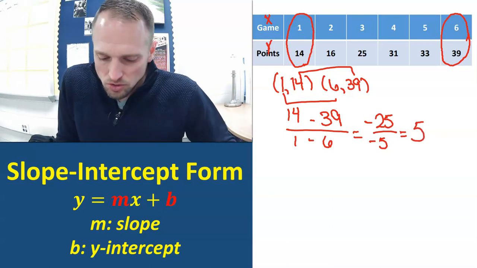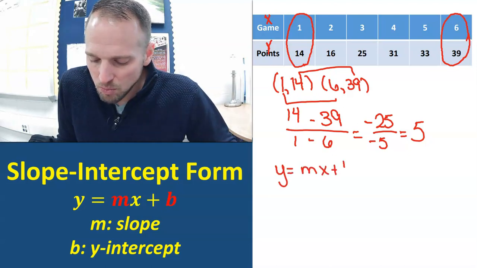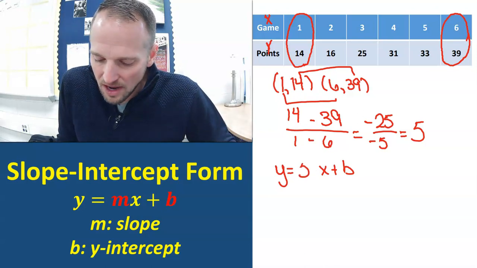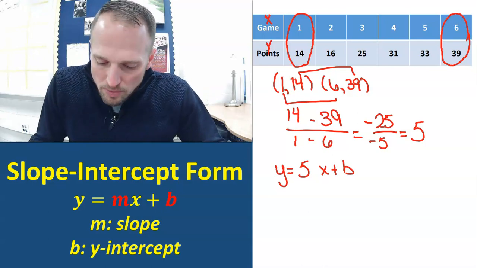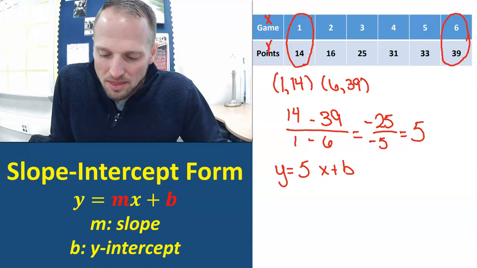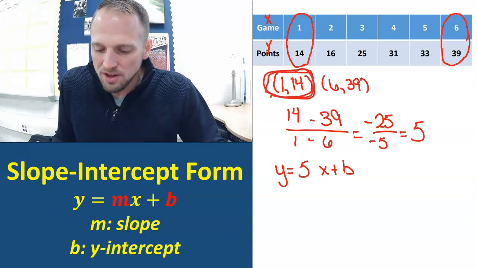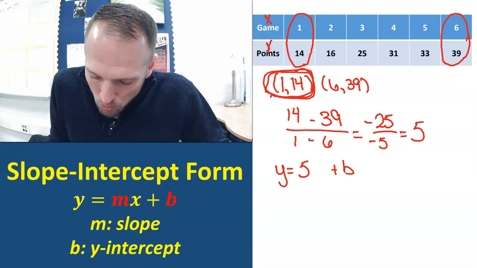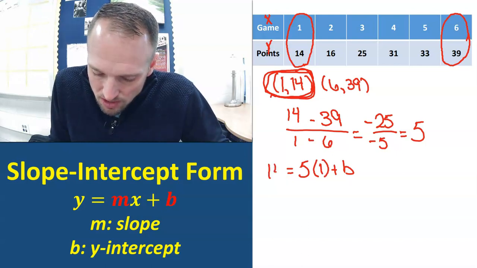Okay, now let's go back to y equals mx plus b. Our slope, that's our m. That's what we just found, 5. Now come back and use one of those 2 points that we used back here at the beginning. You could choose either one. You can't be wrong, but I think what I'm going to choose is (1, 14). The numbers are just smaller and they look easier to me. So I'm going to put 1 in for x, 14 in for y.